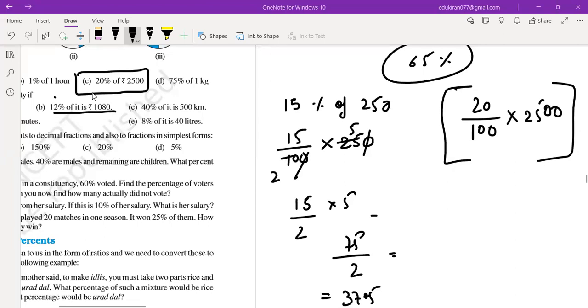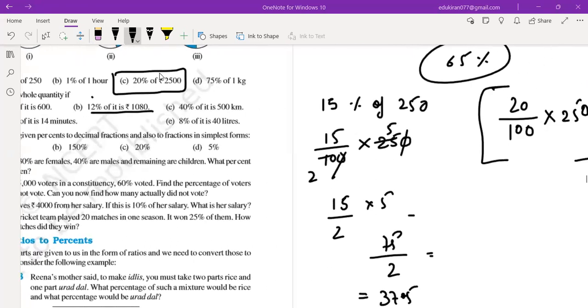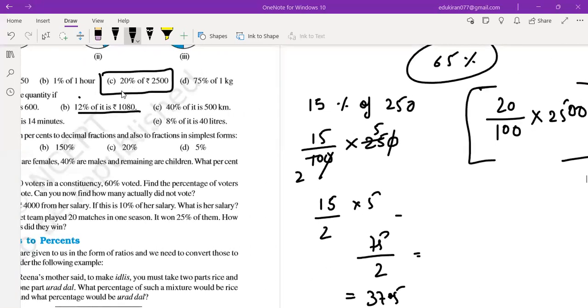No problem, Tashin. We were just discussing the previous questions only, the find one. Okay. So you have to do the C1, 20% of 2,500. Okay. Clear? Yes, ma'am.